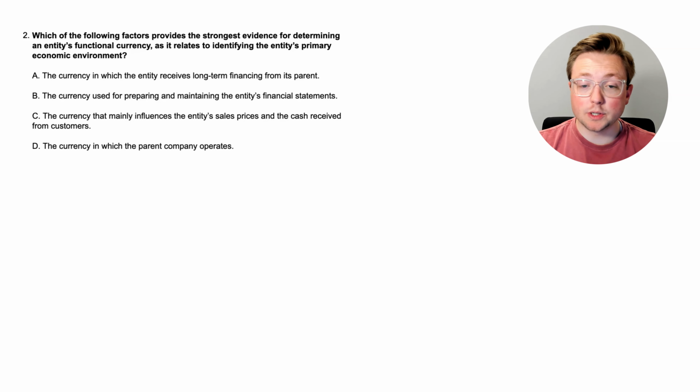Option A, the currency in which the entity receives long-term financing from its parent. Option B, the currency used for preparing and maintaining the entity's financial statements. Option C, the currency that mainly influences the entity's sale prices and the cash received from customers. Or option D, the currency in which the parent company operates. Again, just based on what we learned in the first question, you probably already know the answer. Think about this if you want, but if not, let's go ahead and take a look at the explanation.